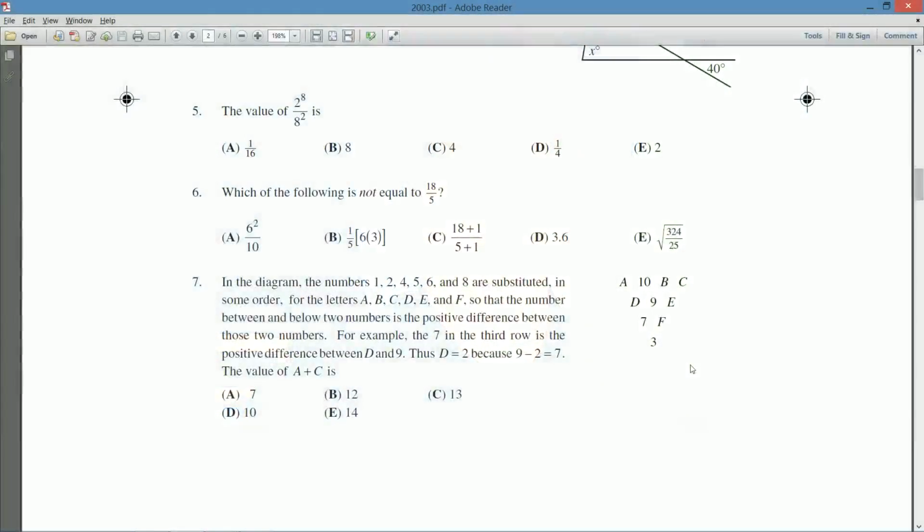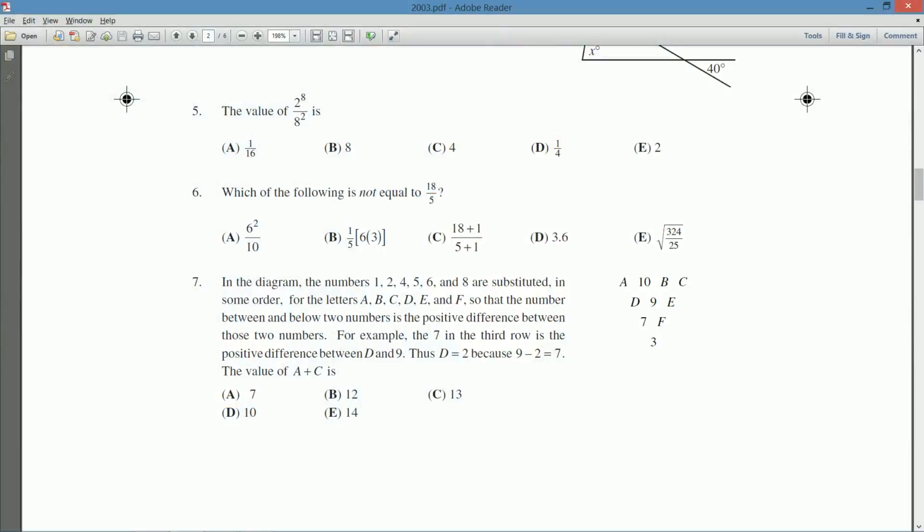It's Root Beer, and we're continuing our look at the 2003 Pascal competition. Right now, we're up to question number 6. So let's take a look. We'll grab our pen, and we'll get ready. So question 6, which of the following is not equal to 18 over 5?